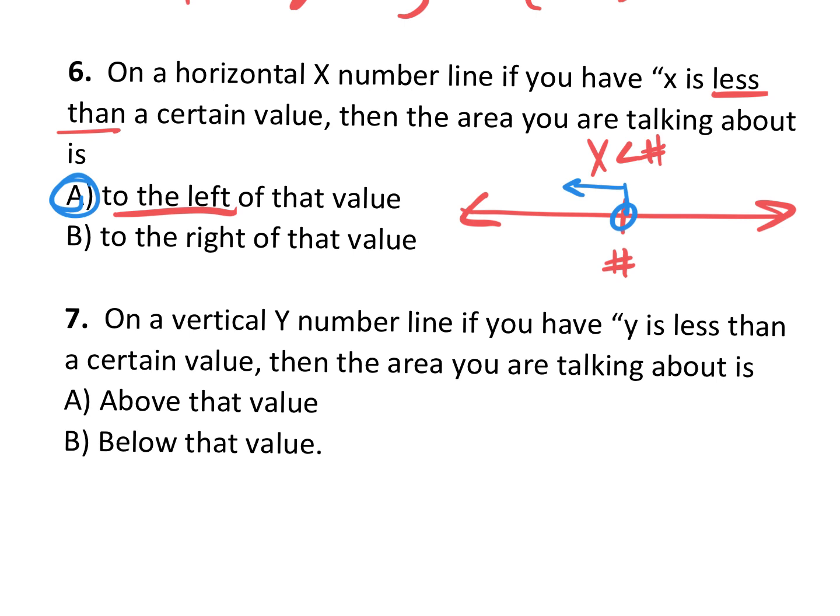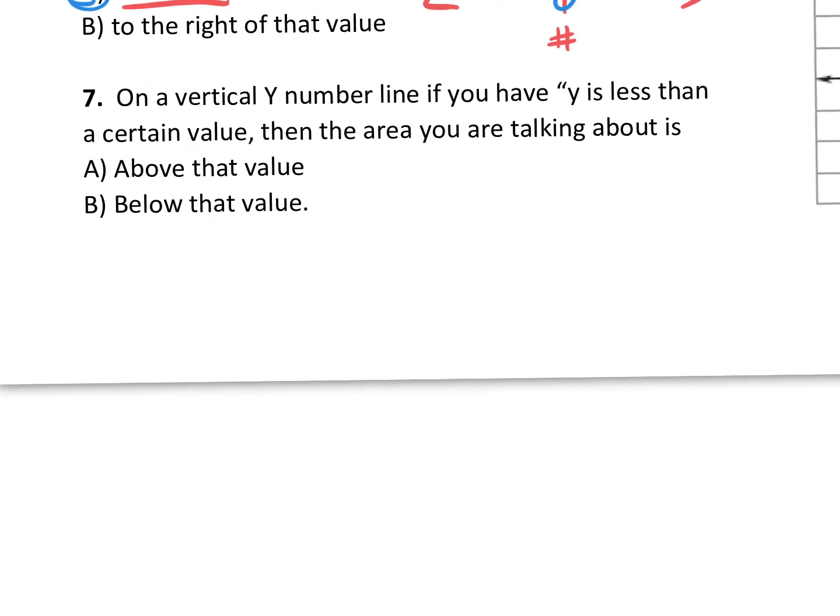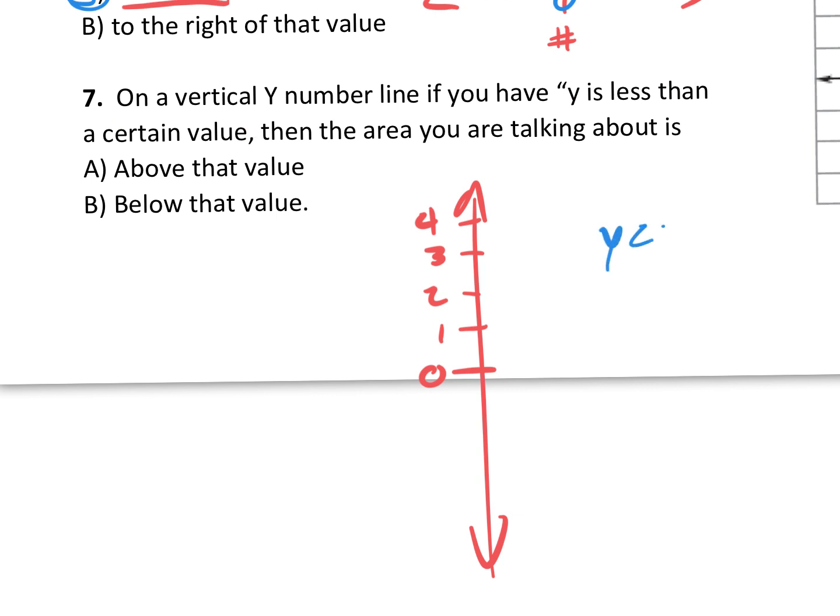Now, what if we were talking about a vertical number line, okay? Think about this, a vertical number line, which is technically the y-axis. You have 0, 1, 2, 3, 4. What if I told you that y is less than a certain value? Like, what if I said y is less than 3? What does that mean? Is it an open dot or a closed dot at 3? Open dot at 3, because it does not have a solid line underneath it.